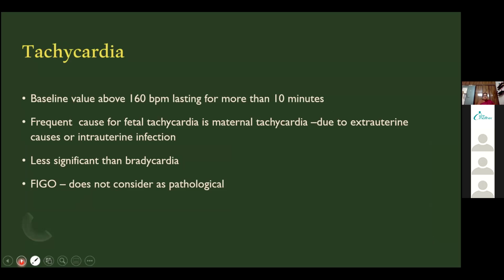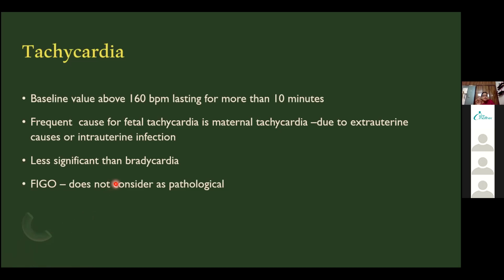Tachycardia is when the baseline value goes above 160 beats per minute, lasting for more than 10 minutes, you call it tachycardia. If it is for a short duration, you call it acceleration, right? The frequent cause for fetal tachycardia is maternal tachycardia, which is again due to an infection. Either the mother has fever due to a cough, cold, or diarrhea, or she has an intrauterine infection like chorioamnionitis, it can produce tachycardia.